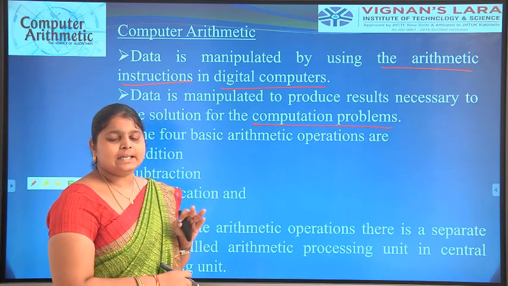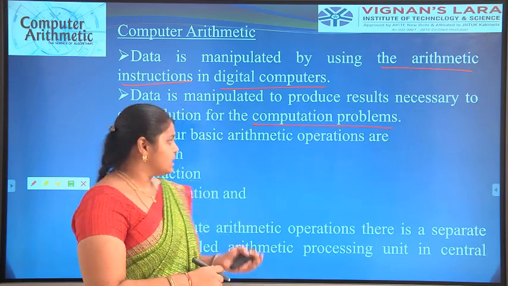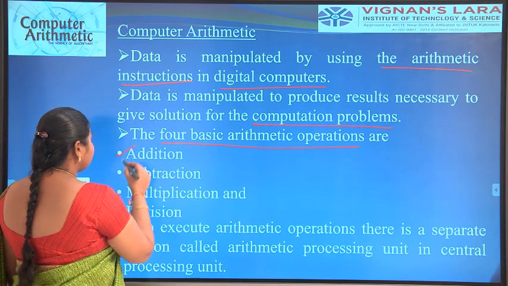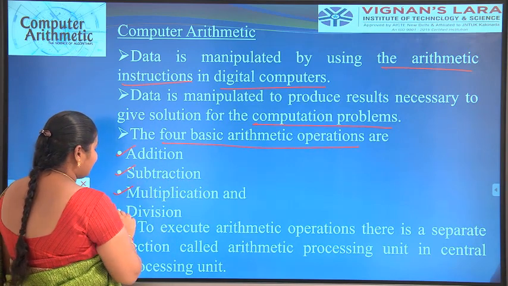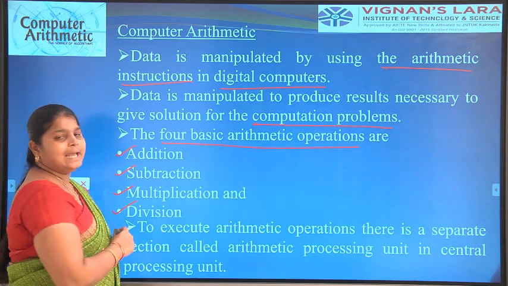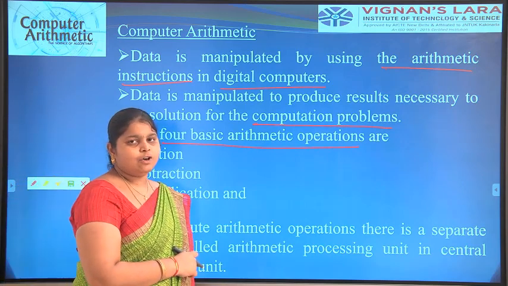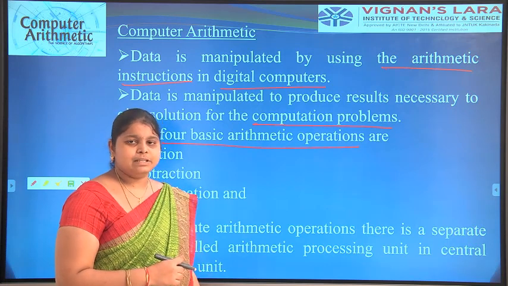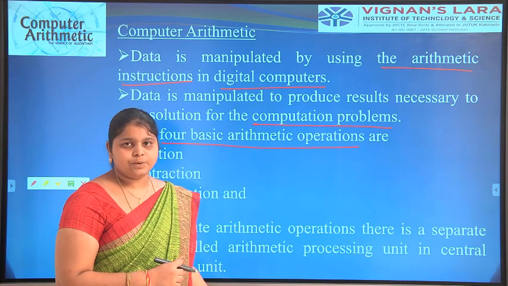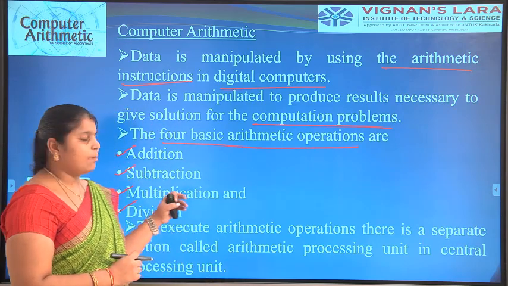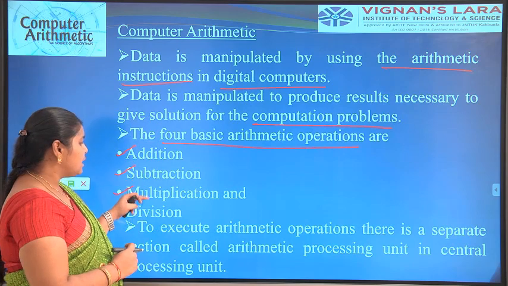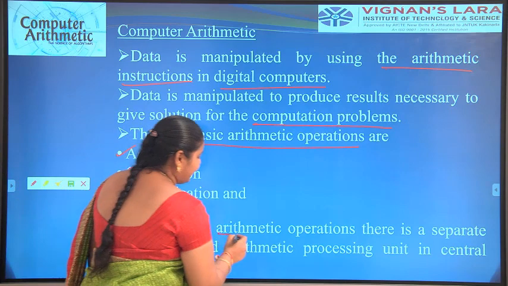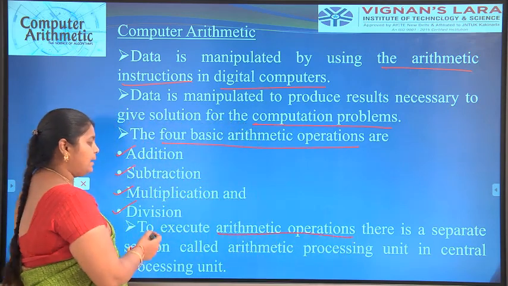There are four basic computer arithmetic operations: addition, subtraction, multiplication and division. These four are the main basic computer arithmetic operations. Computer arithmetic operations are in the form of binary representation, meaning zeros and ones in the digital computer. It contains four types of arithmetic operations: addition, subtraction, multiplication and division.